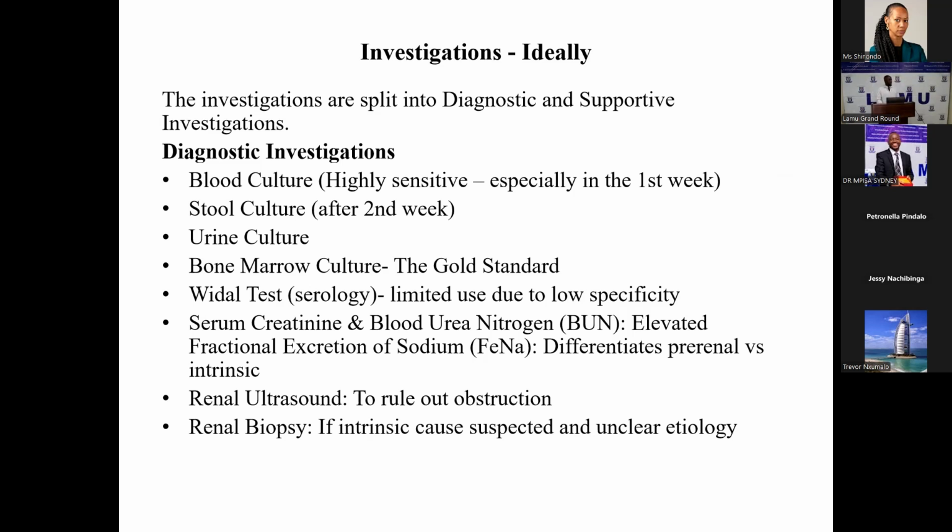Do a serum creatinine and blood urea nitrogen, which is usually elevated in AKI. Can also do a fractional excretion of sodium, which differentiates prerenal versus intrinsic causes of AKI. So if the fractional excretion of sodium is less than 1%, we can suspect a prerenal cause rather than an intrinsic one. And there's also a renal ultrasound that can be done to rule out obstruction, and a renal biopsy if an intrinsic cause is suspected and the etiology is unclear.